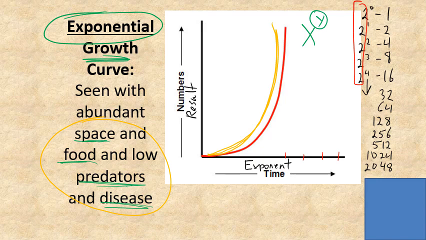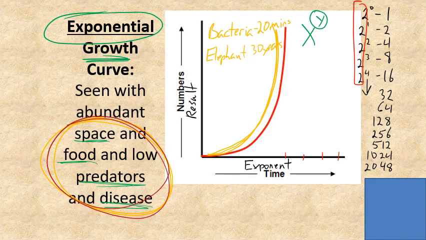With a bacteria that can reproduce a new generation every 20 minutes. When you look at an elephant, it can take 30 years for a baby elephant to grow up and have its own kids. Given enough time and without any restrictions of space, food, or predators, that elephant would also grow exponentially.